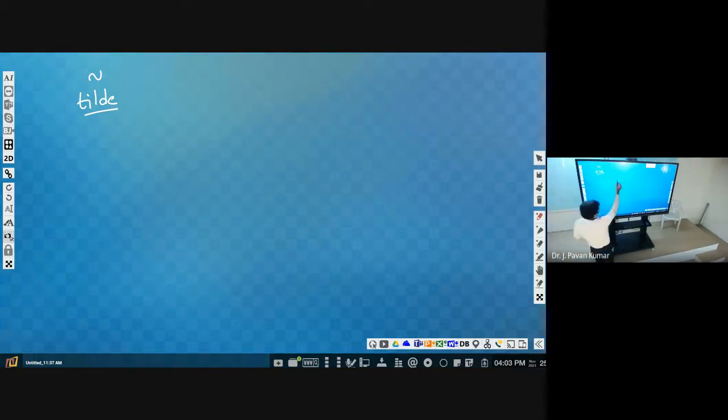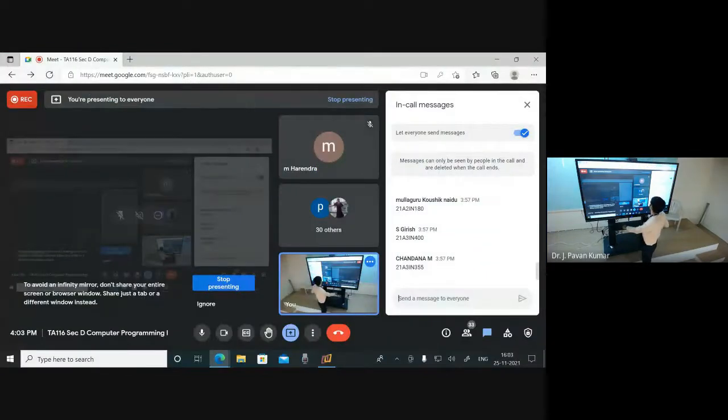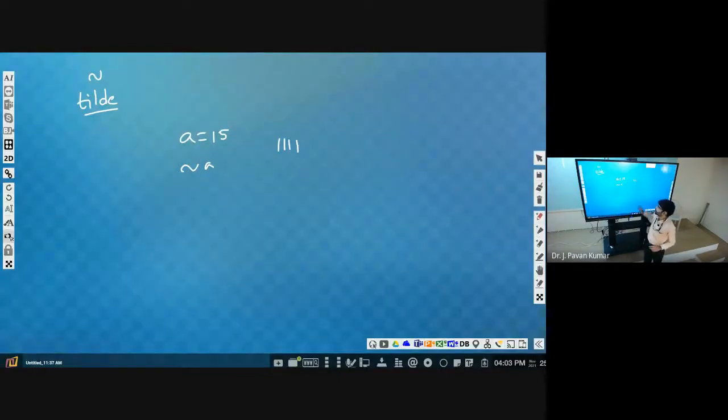Suppose A is equal to 15. Then negation A, how it will be? What is the binary equivalent of 15? Now negation of A means in place of 1 we will be getting 0, and in place of 0 we will be getting 1.